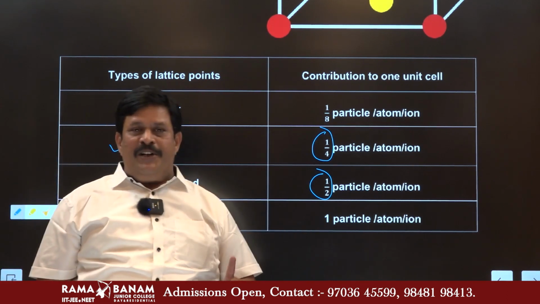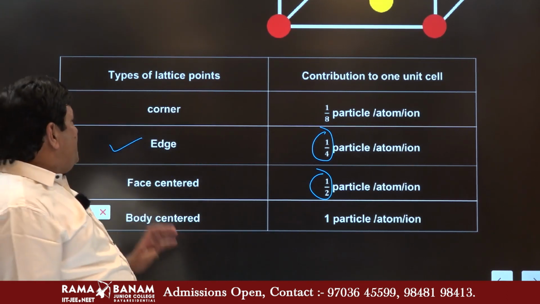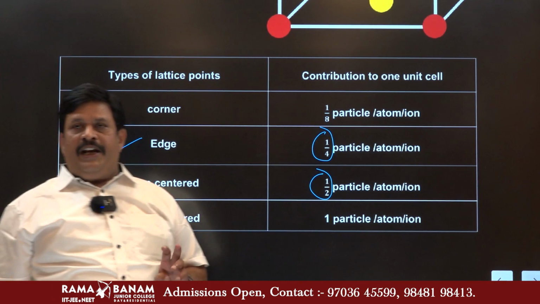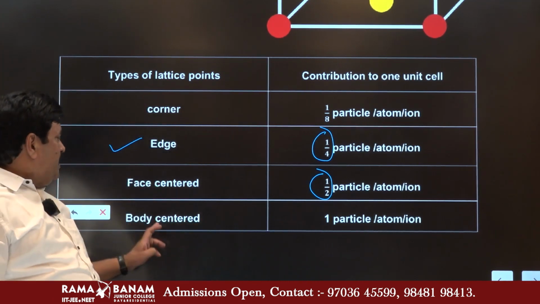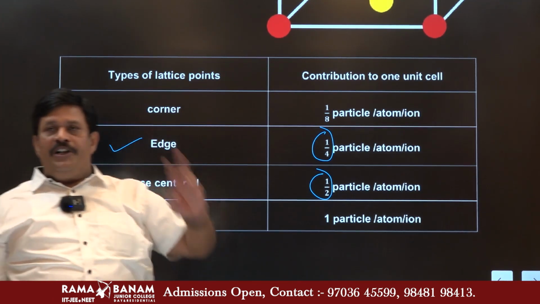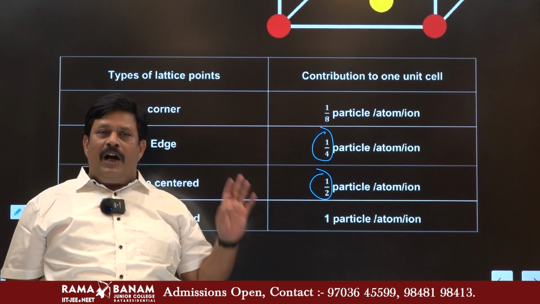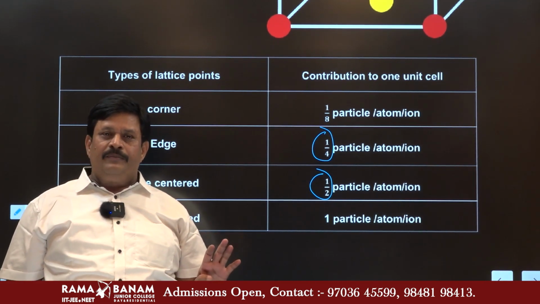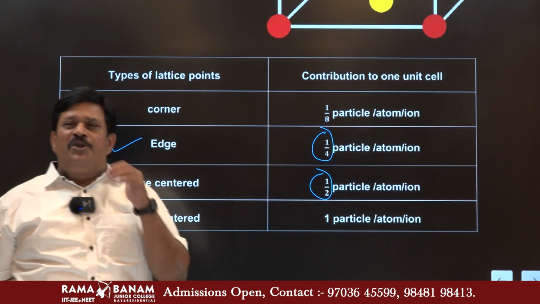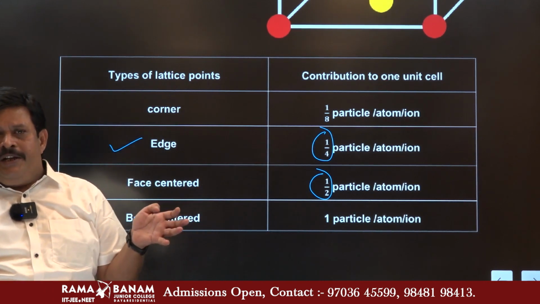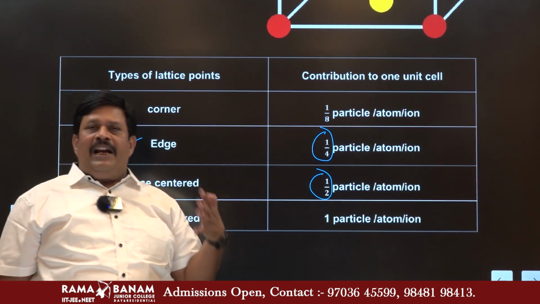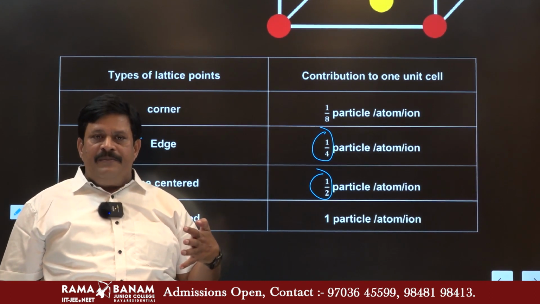One more time, listen to me, students. The 4 lattice points are: first, body corner; second, edge center; third, face center; and fourth, body center. The first three particles are not confined to one unit cell. These particles are shared by so many unit cells in that solid. Based on that, we can calculate the contribution of the particles.